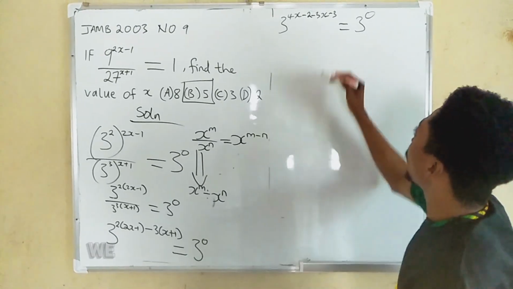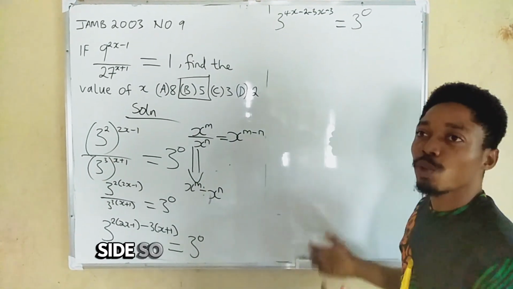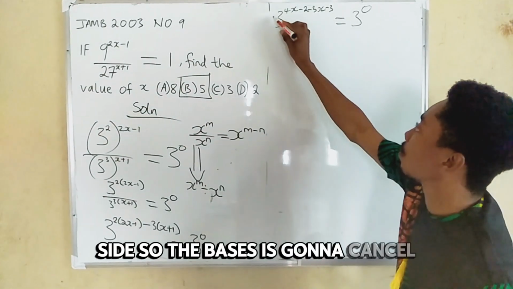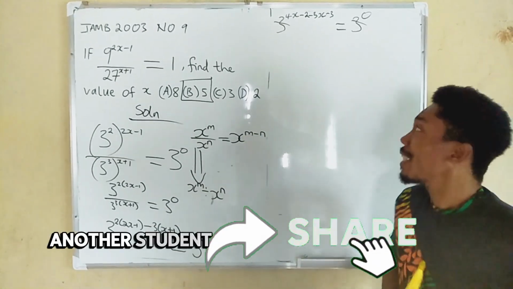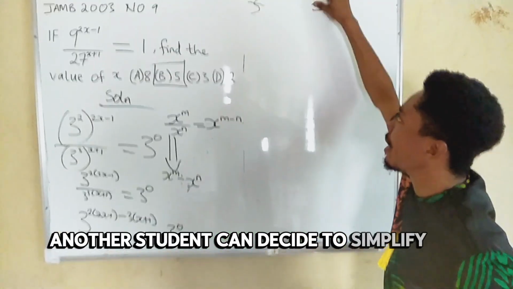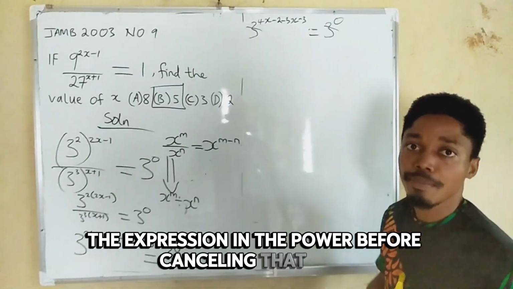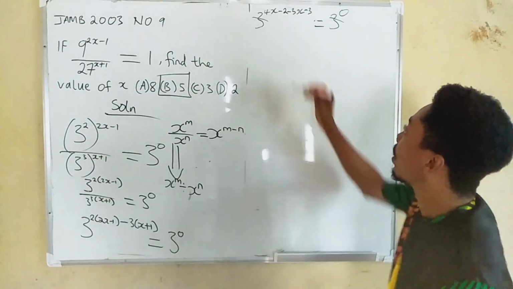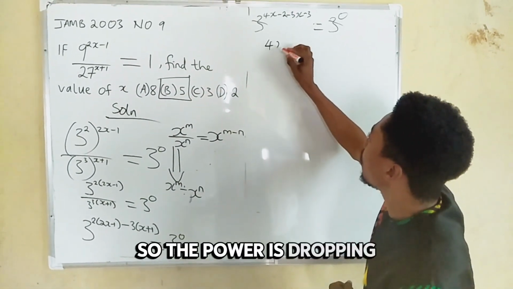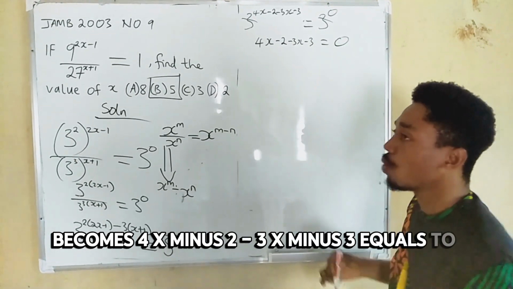From there, we can see that the base in the left hand side is the same as the base in the right hand side. So the bases are going to cancel. The powers will drop. Another student can decide to simplify the power, the expression in the power, before cancelling that base. Whichever way still gives you the correct answer. So the power dropping becomes 4x minus 2 minus 3x minus 3 equals to 0.